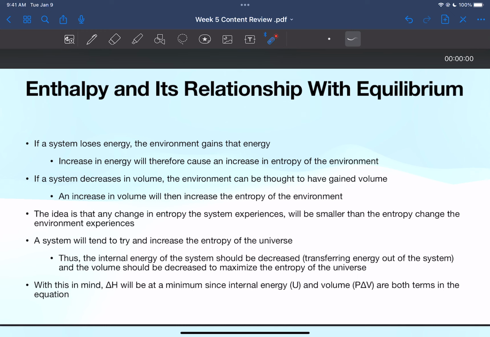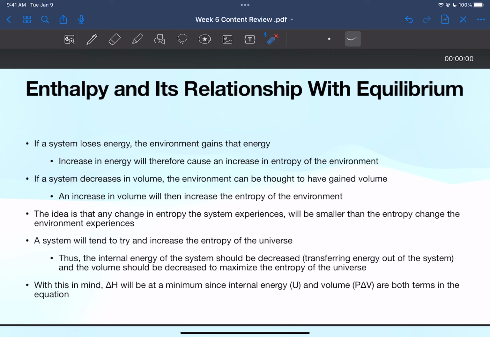If a system decreases in volume, you can kind of say that the environment gained in volume. So it's kind of an opposite relationship here. If the system loses energy, the environment gains it. If the system decreases in volume or loses volume, the environment gains volume, right? And so an increase in volume will increase the entropy of the environment as well. Think about that with energetic entropy, right? If we increase the volume of the container, right, increase the volume of the environment, then we increase the entropy of the environment.